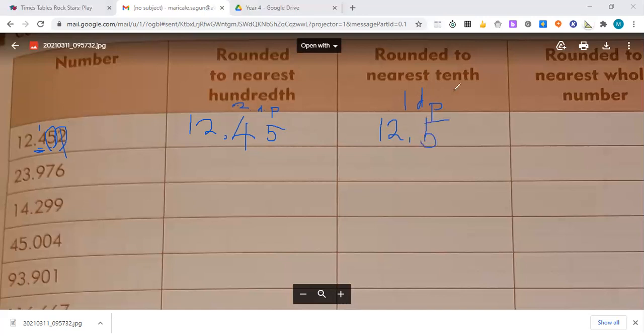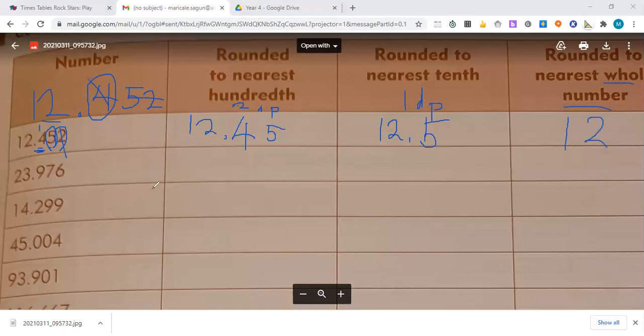Now, it says nearest whole number, so until the unit. 12.452. Which one here is the unit place? Nearest whole number means nearest to the unit, which is 2. So now you circle only this, and forget all about this one. So 4 is what? 5 or more or 4 or less? Less than 5, just ignore. And the answer here is 12.